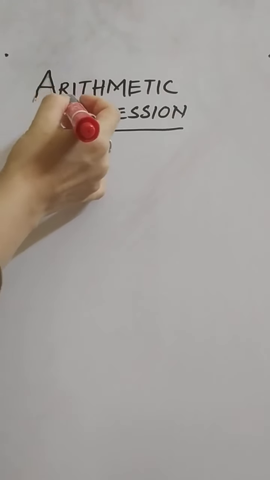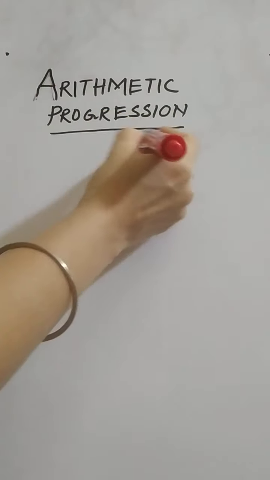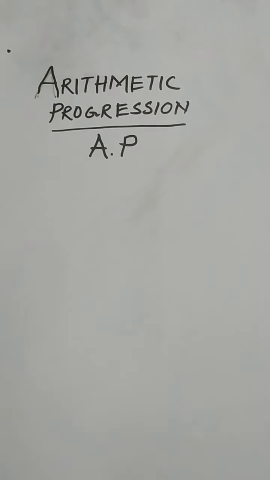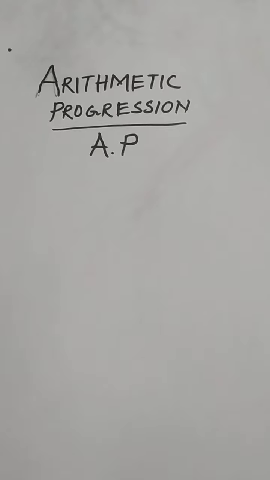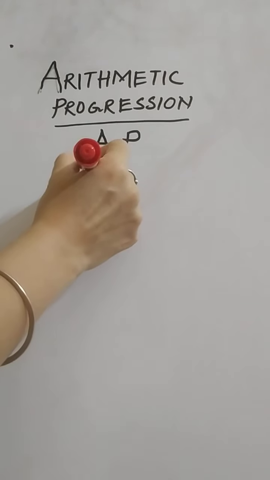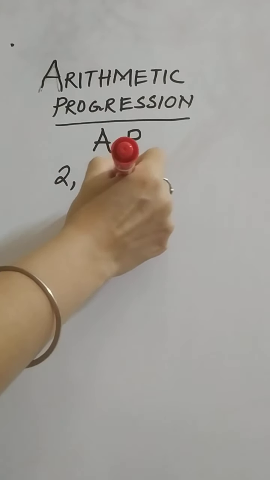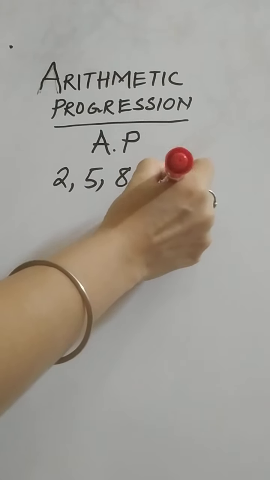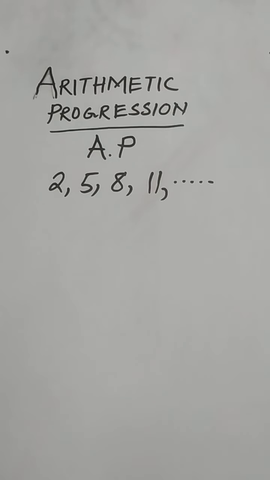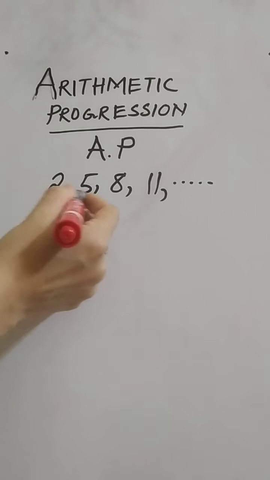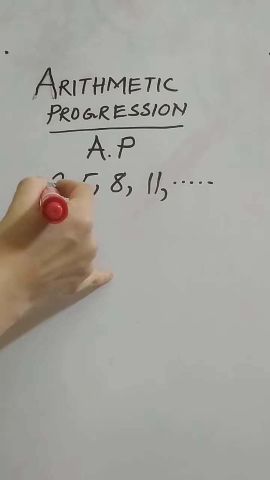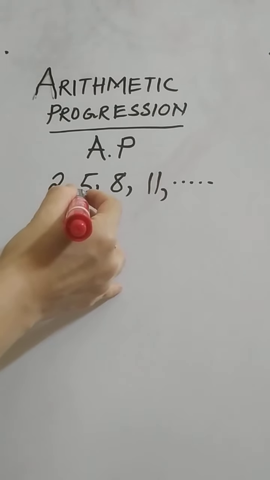Today we are going to study arithmetic progression, commonly known as AP. Okay, so let's write some numbers: 2, 5, 8, 11 and so on. Study these numbers: 2, then 5, then 8, then 11. Can you see the difference between these numbers?